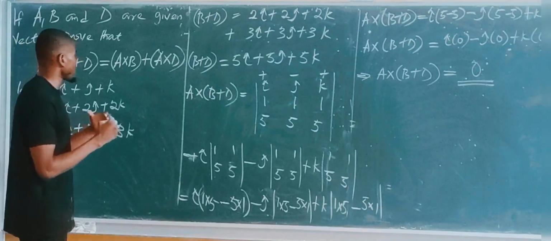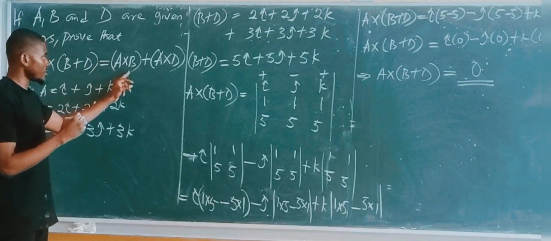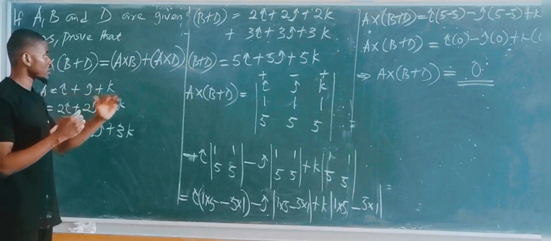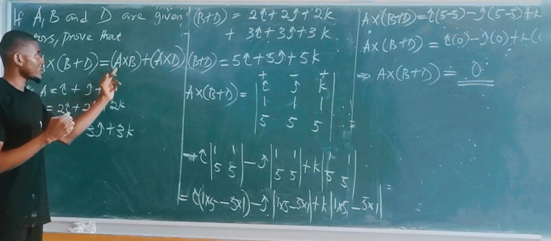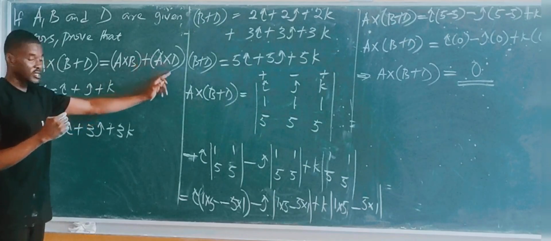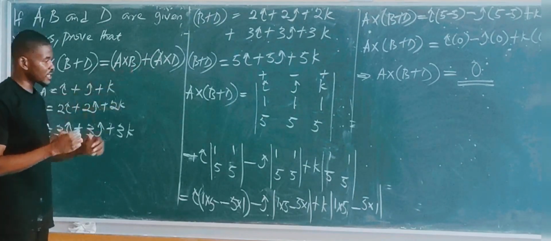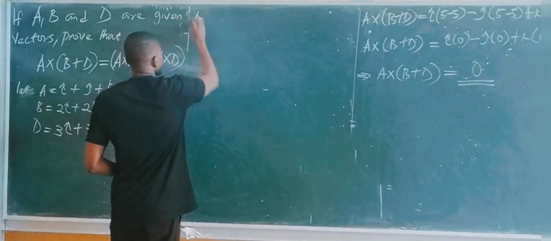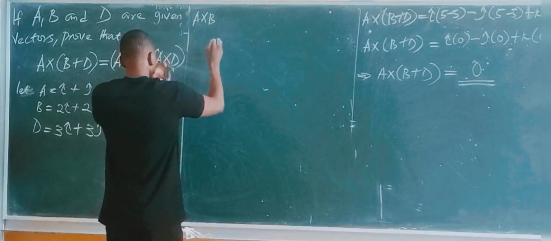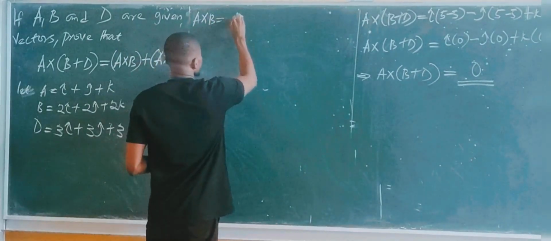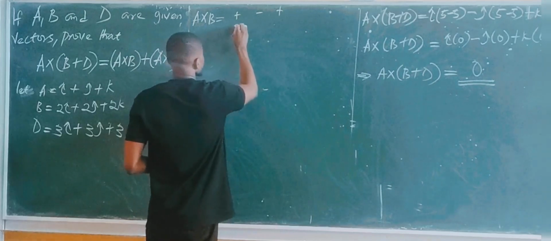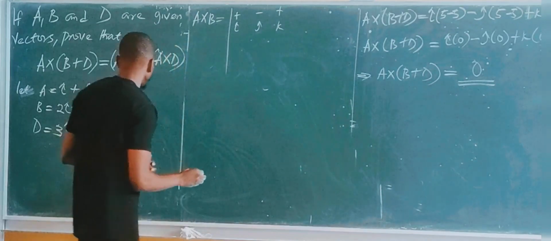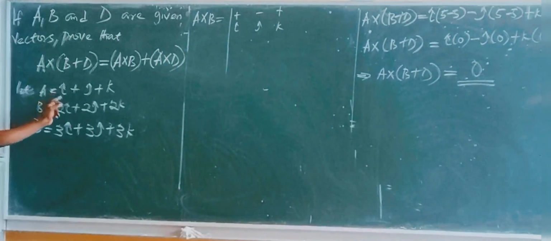Now the right hand side says, first of all, let's find A cross B, then A cross D. So we're going to now find A cross B and see what we're going to have. Okay, so let's obtain A cross B. Let's also use a matrix. Okay, we'll have positive, negative, positive. This becomes i, j, and then k.